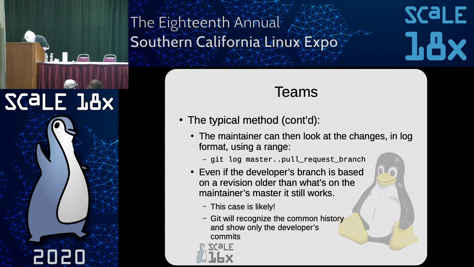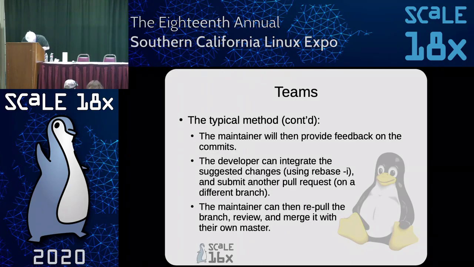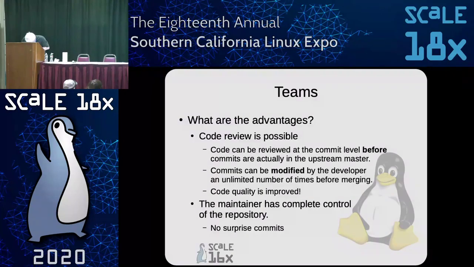They can look at the changes using git log, and even if the developer's branch is based on a revision older than what's on the maintainer's master, it still works. In fact, this is probably the likely case. And of course, Git recognizes the common history and shows only the developer's commits. The maintainer will provide feedback. The developer can integrate the suggested changes using rebase -i and submit another pull request. The maintainer can then re-pull the branch, review, and merge.